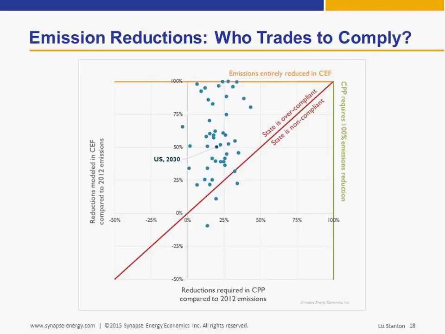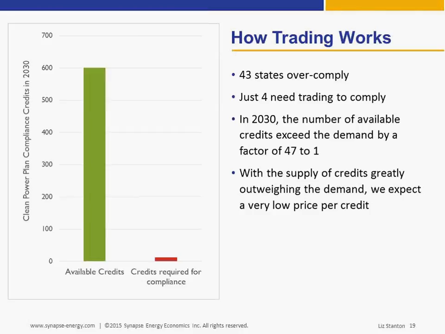So it's an interesting image that you can spend some time looking at offline. For trading, I've just been talking about that a little bit. Most states overcomply. There are four that need trading to comply. When you add all that up, in the clean energy future, the need within those four states is very small. It's just a small amount of additional compliance credits that we would need.